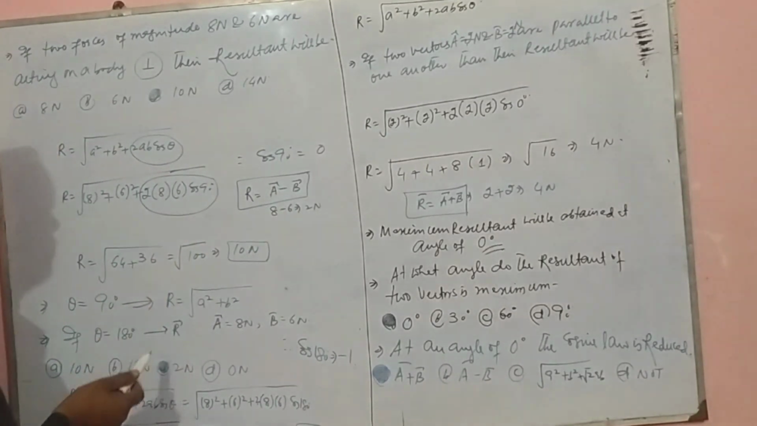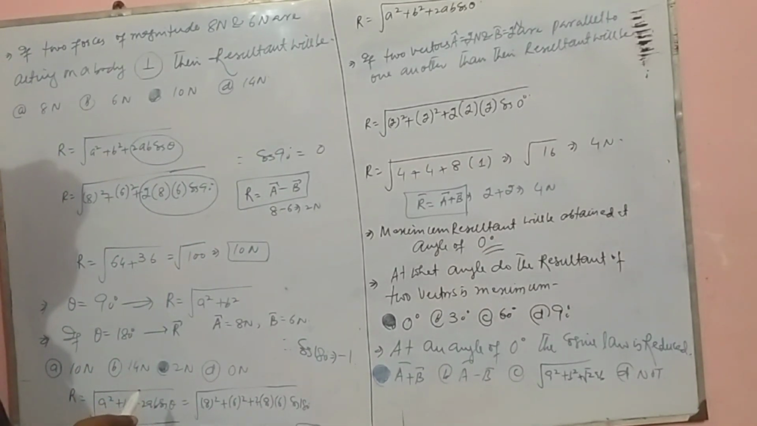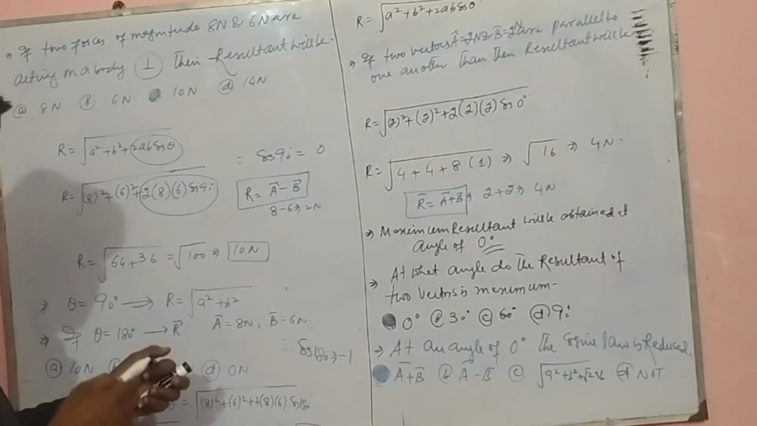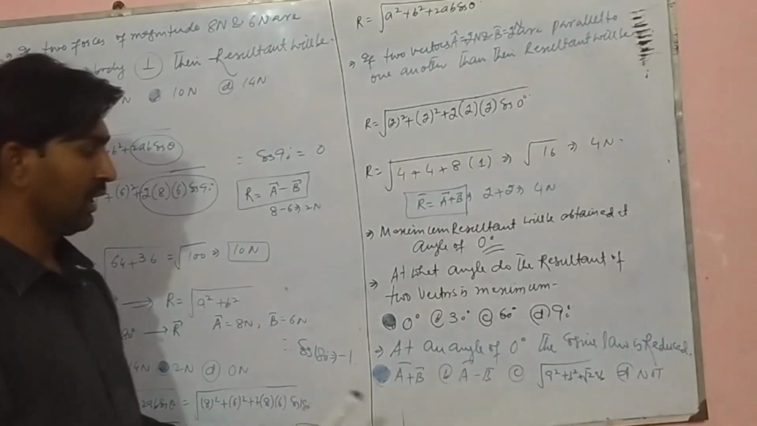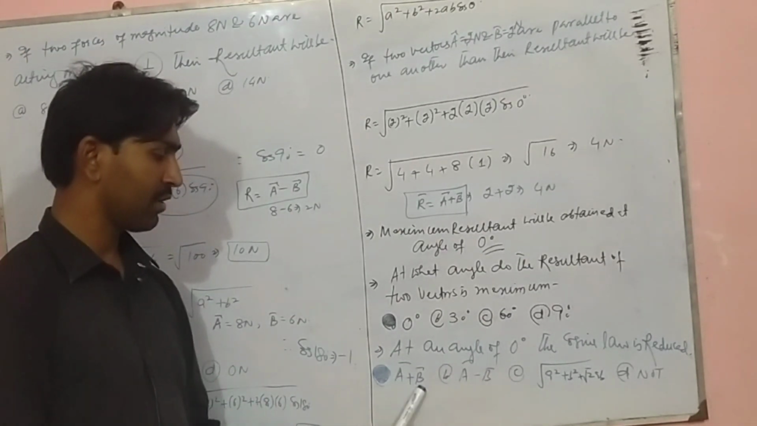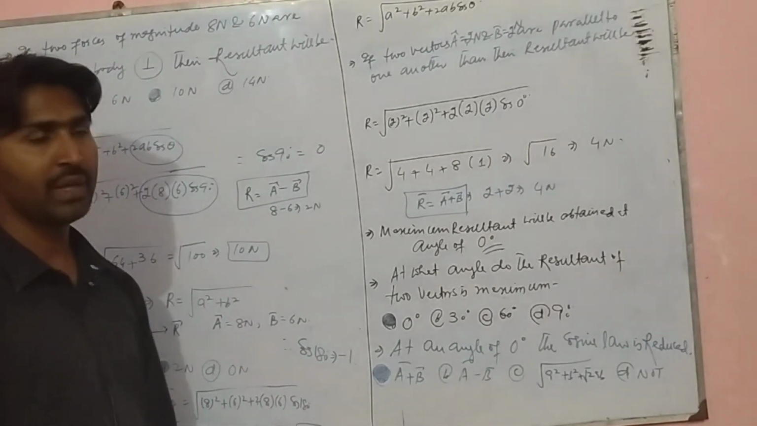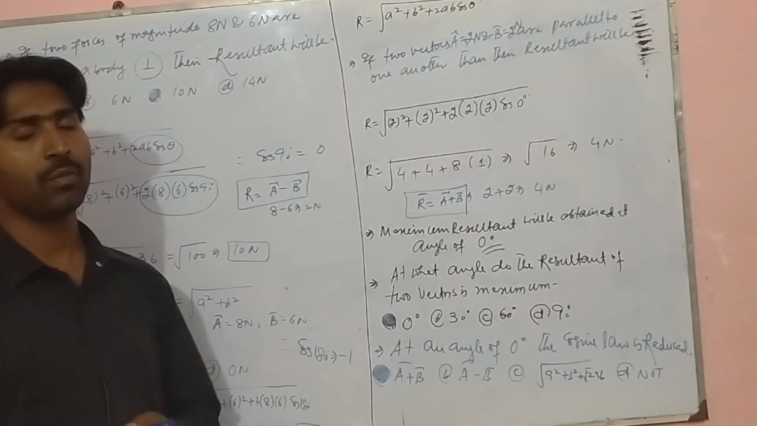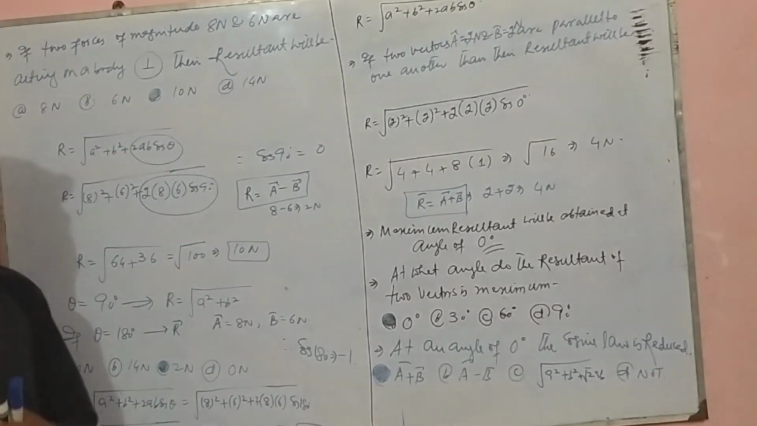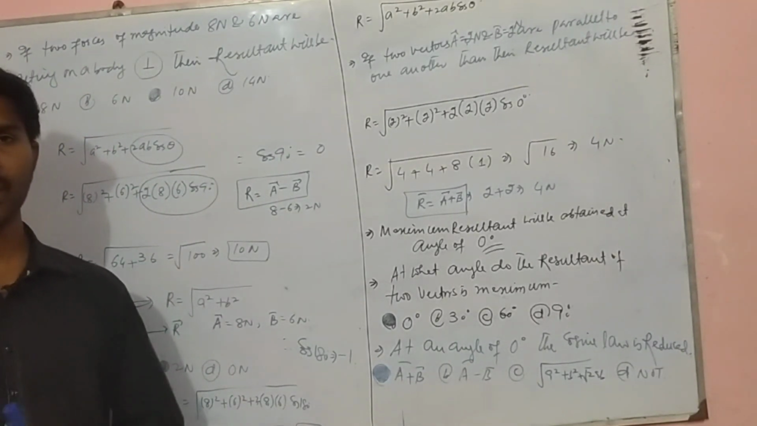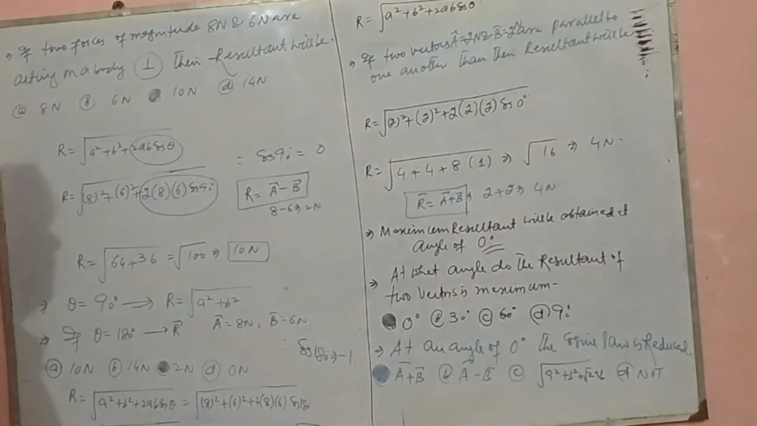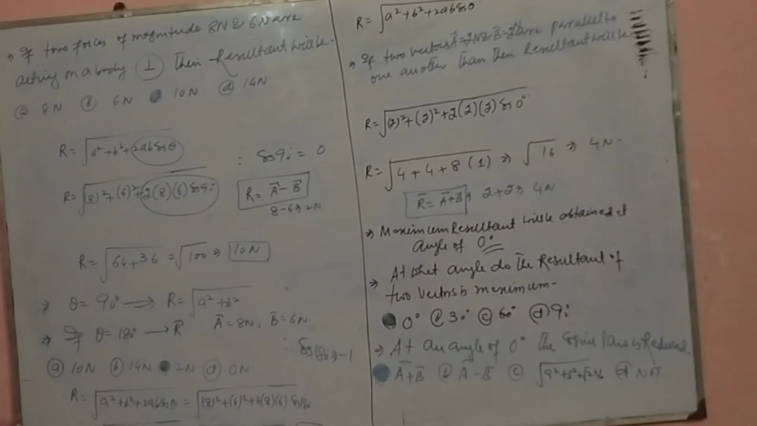If the angle between two vectors is 90 degree, then cosine law is reduced to the square root of a square plus b square. If the angle between two vectors is 0 degree, then cosine law is reduced to a plus b. At the angle of 0 degree, the maximum resultant is obtained, and at the angle of 180 degree, the minimum resultant is obtained. Okay, so this is cosine law.